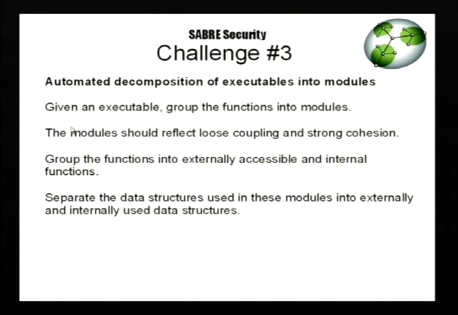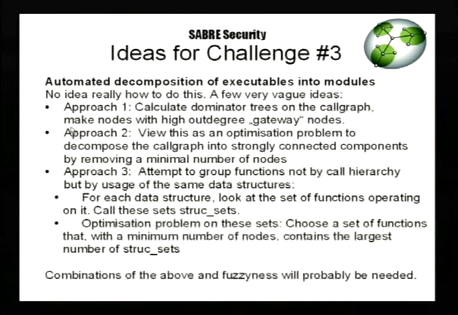Yeah, I really don't know how difficult this is, and I really have no clear idea on how to do this. A few ideas that are like the first thing that comes to mind over beers is you could calculate a dominator tree on the call tree, or on the call graph.